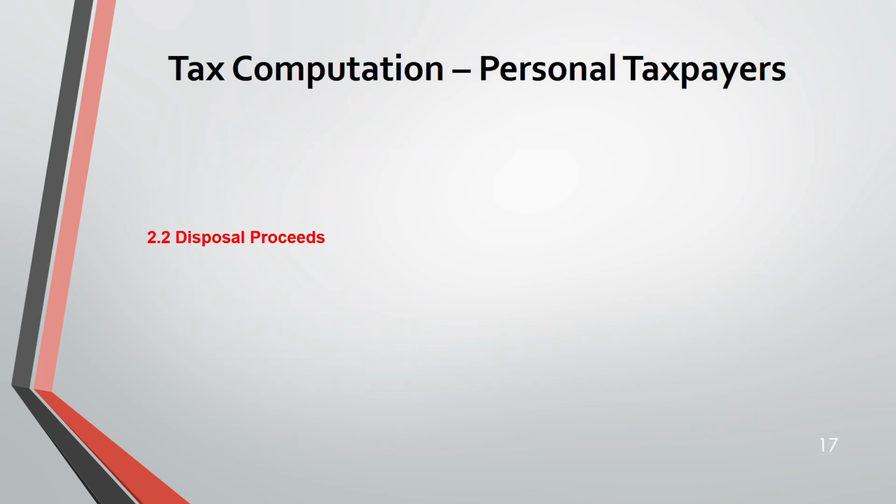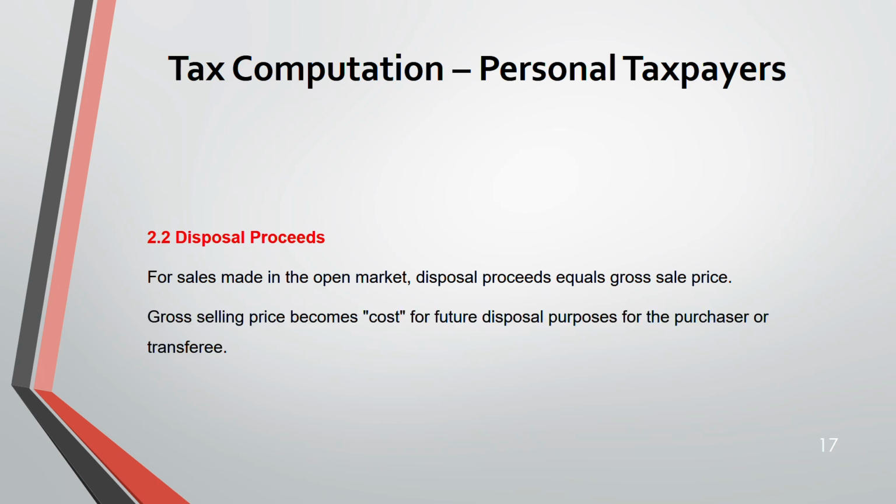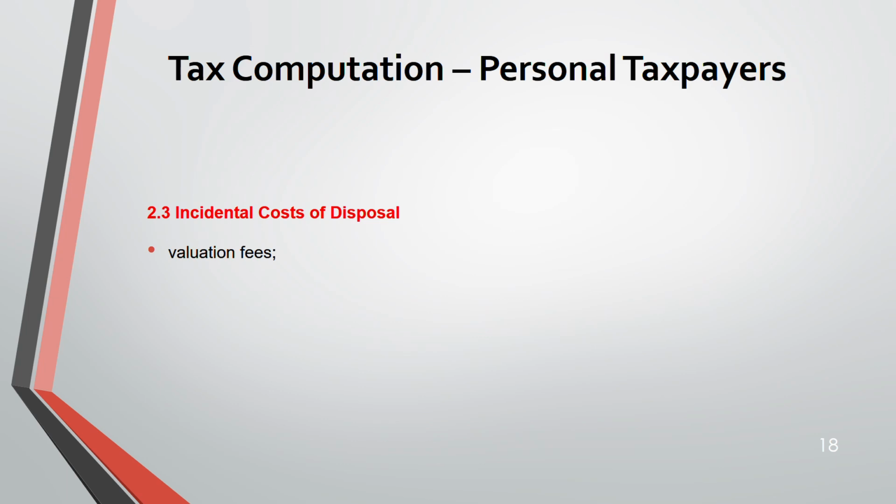Now the disposal process. Here, the disposal process will start with your gross sale price. They will give you the proceeds, don't worry. Your gross selling price becomes the cost for the future disposal. When the purchaser disposes of it in the future, the sale proceeds today become the cost at that time. Your selling price will be the cost for the purchaser, the one who is purchasing from you. Then incidental cost of disposal, such as valuation fees: any valuation fees you have to pay to dispose of it are deducted.